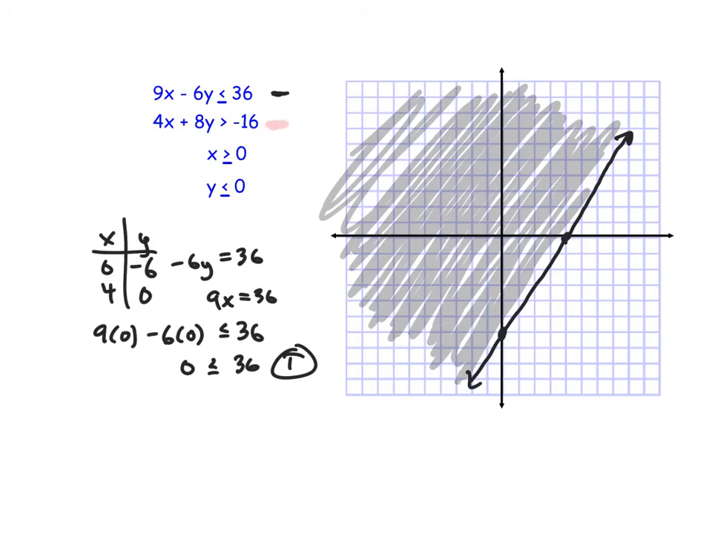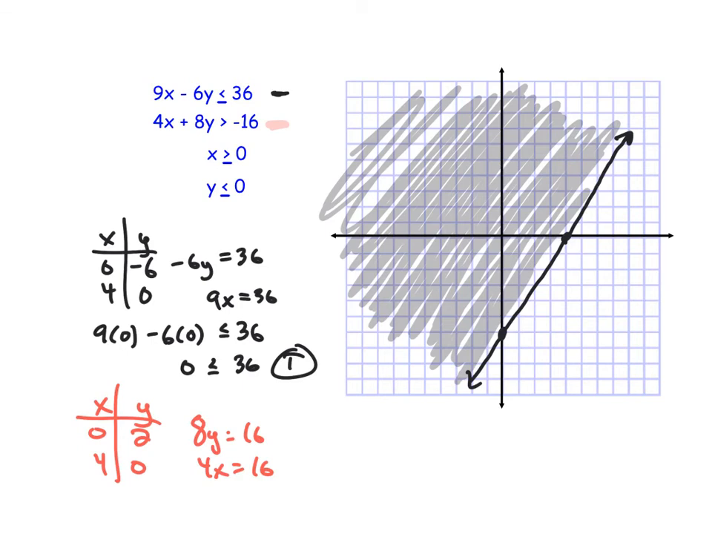Let's do the next one in red. So we will make an XY table. If x is 0, we get 8y equals 16, so that means y would be 2. If y is 0, then we get 4x equals 16, and divide by 4, we get 4. So 0, 2, 4, 0, that's kind of convenient. They are at the same spot. This is going to be a dotted line because it's just greater than, not greater than or equal to.